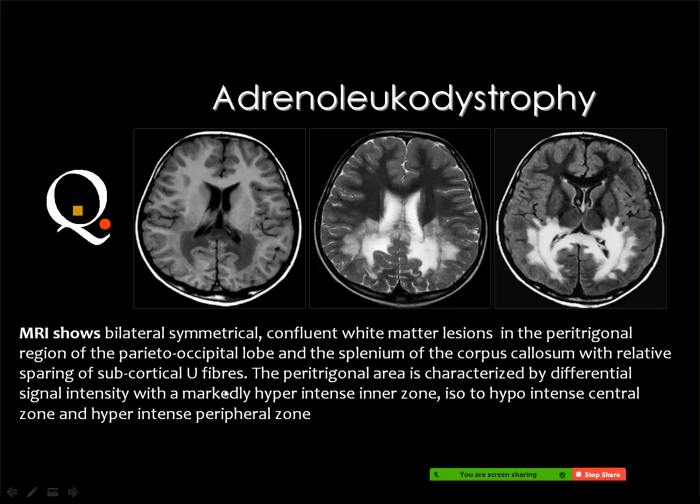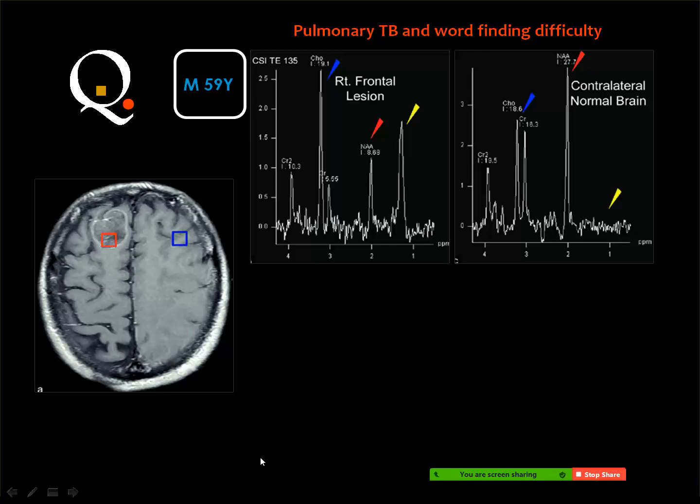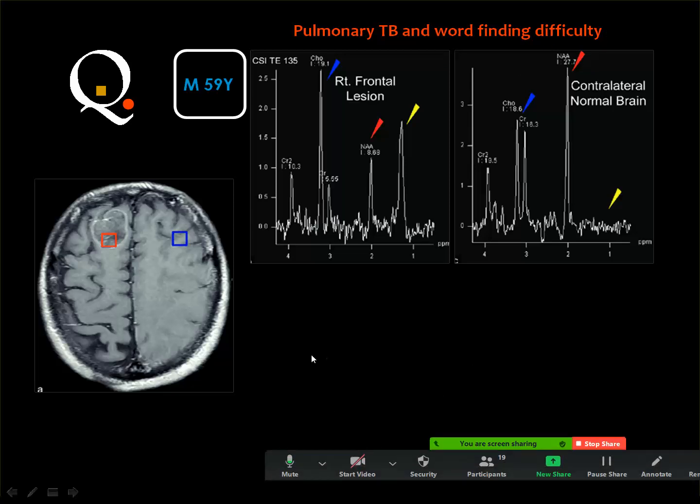And this is a case of adrenoleukodystrophy, where you see abnormalities in the white matter, particularly in the parieto-occipital areas, of low signal in the T1, high signal in the T2, and the FLAIR. And if you inject the contrast, these lesions will peripherally enhance. And this patient had pulmonary TB, and word finding difficulty, meaning some deterioration of the memory and so on.